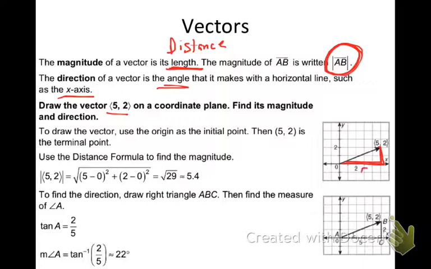Now, when I do that, what type of shape do I have here? I have a right triangle. Well, a right triangle says I can use the distance formula to solve this, or I could use the Pythagorean theorem. Now, what do you notice about this? Really, it's just 5 squared and 2 squared, right? And I get the square root of 29, or 5.5.